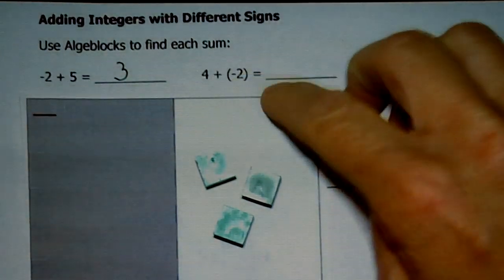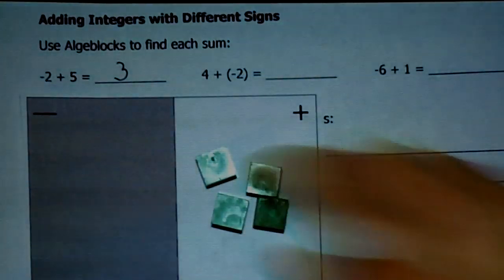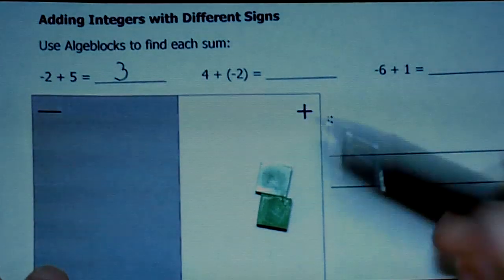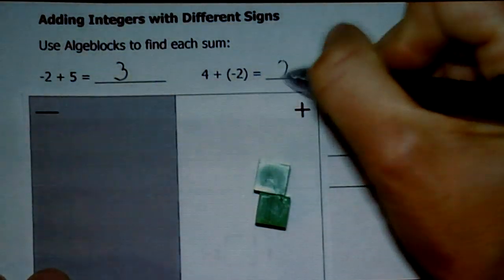Let's try 4 plus negative 2. So there's 4 positives, 2 negatives. I don't have 6 negatives, I don't have 6 positives. I do have some 0 pairs though. There's 1, 2 0 pairs, and we can see that we're left with 2 positives.